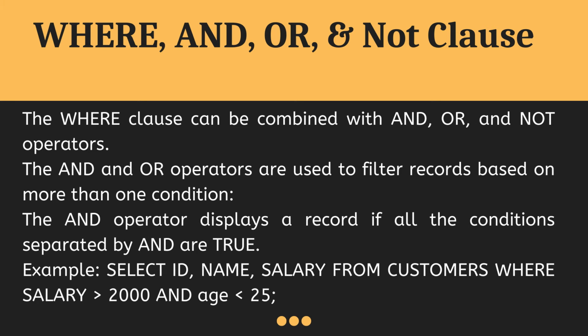The where clause can be combined with the and, or, and not operators. The and and or operators are used to filter records based on more than one condition. The and operator displays a record if all the conditions separated by and are true. Example: select ID, name, salary from customers where salary greater than 2,000.